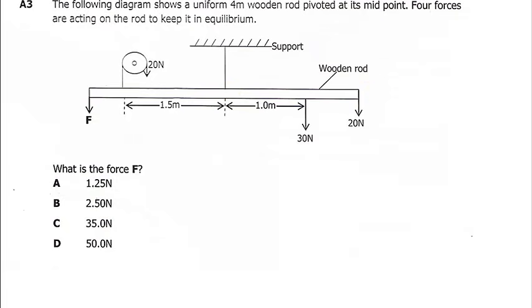Then they're saying 4 forces are acting on the rod to keep it in equilibrium. To keep it in equilibrium is the same as keeping it in balance, so that it does not fall this way or the other way.